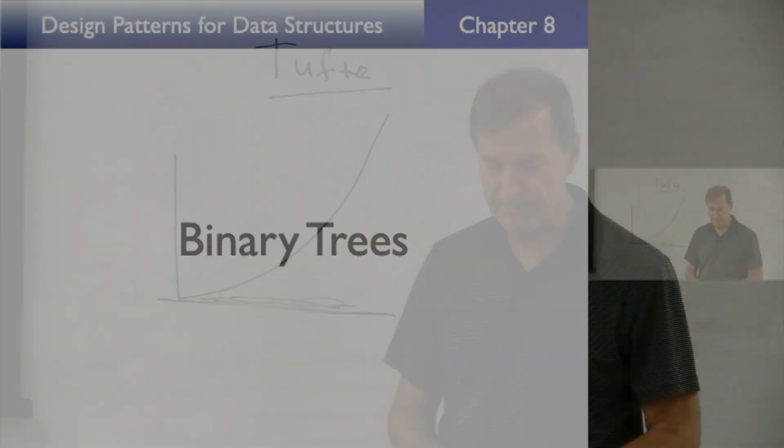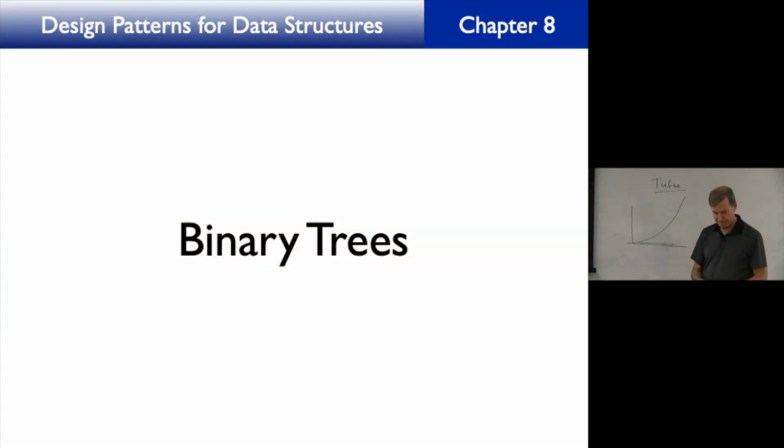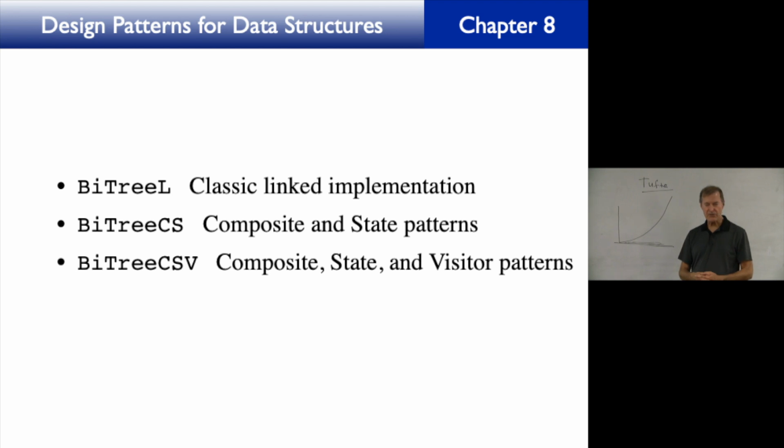All right, so now the next data structure we're going to look at is binary trees. In the same way that we had three different implementations of the list, we are going to have three different implementations of the binary tree. This is just to show you that the composite and state patterns, and the composite, state and visitor patterns, are not limited to lists, but are applicable in many different situations and scenarios. And here again, as we did before, the BiTree L is the classic linked implementation, and this is the way it is usually done.